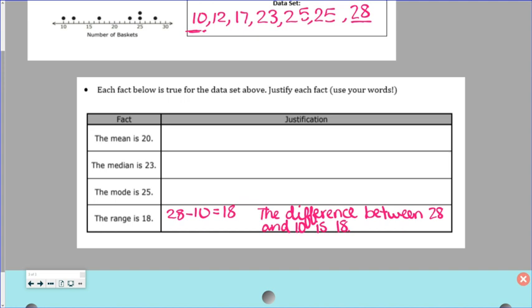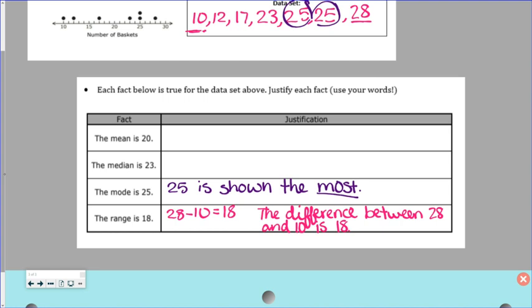Okay. Next, we looked at the mode, and remember, the mode means the most. So it says the mode is 25. Well, that's true because we see 25 the most. So one of the students this morning said 25 is shown the most. And that's why it's our mode.